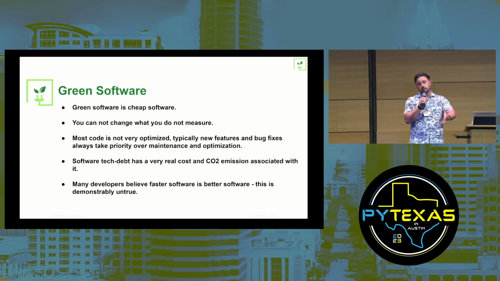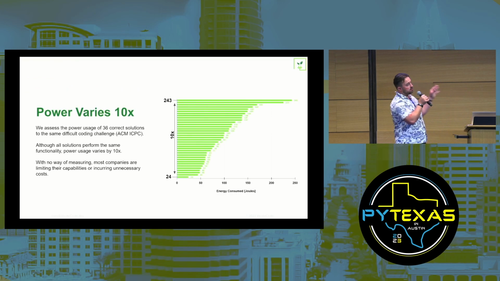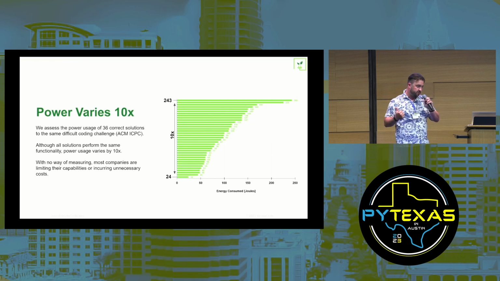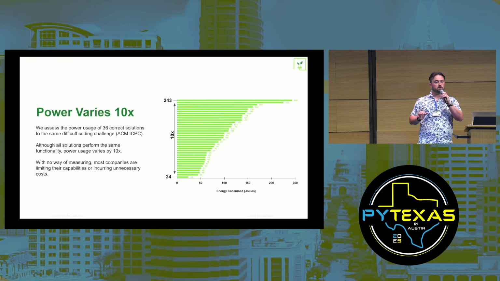And what's more, because there are no tools out there for developers, most people believe that faster is better for software. And this isn't actually necessarily true. Just to give you some idea of this, we got 36 very unfortunate developers to agree to answer the same challenge, and we got 36 solutions. All of them are functionally identical. They take the same input and produce the same output. The most power efficient version took 24 joules of power, and the worst one took 243. It's a 10x difference. Without any tools to measure this, you just have no idea. Speed is intuitive. Power consumption, not so much.